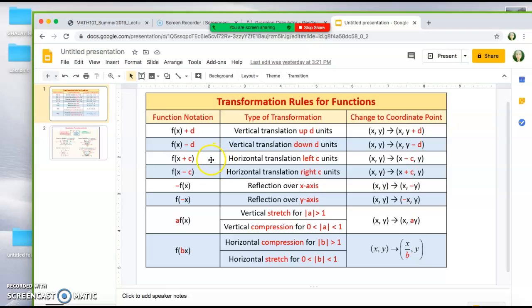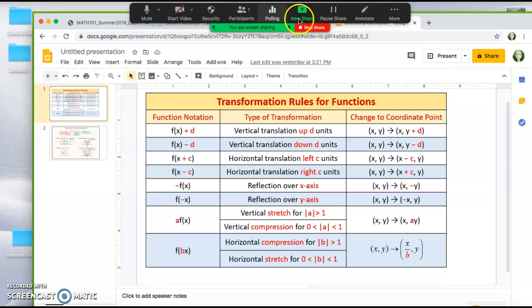So when the constant is on the inside of the function, it's part of the function, you're changing your y values, right? Since your y values are being affected, we're moving across the y-axis, which is horizontal. So hence why you move left or right. If it's plus, you move left. If it's minus, you move right. So let's take a look at some examples.